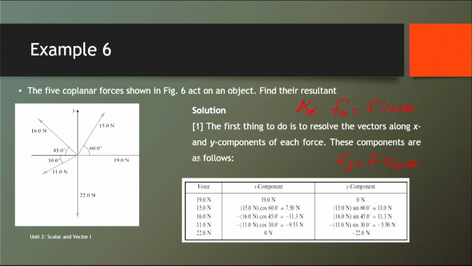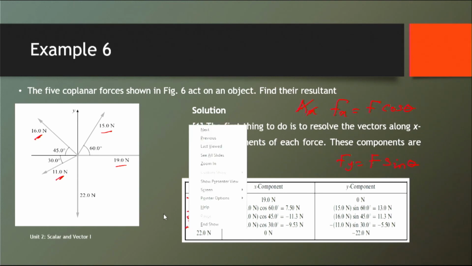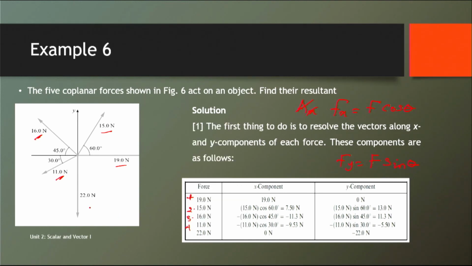So the first thing we are going to do is to list out all the forces. These are the first force, 19, we have it here. The second force, which is 15, we have it here too. The third force, which is 16, we have it here. The next force, which is 11 newtons, we have as 4. And the last force here, which is our 5. So how can we now use this formula to relate these forces together? Let's take a look at it.